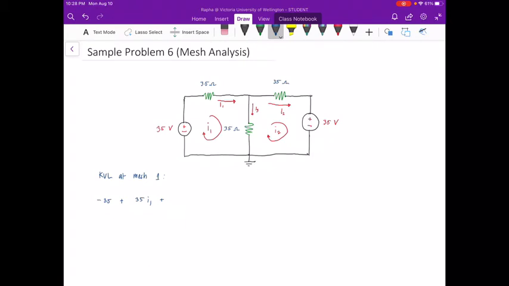35, another 35 times I1 minus I2. We have to take note that on the middle branch we have two mesh currents which are flowing opposing each other. So we have to write I1 minus I2 for mesh 1, and it is equal to 0.